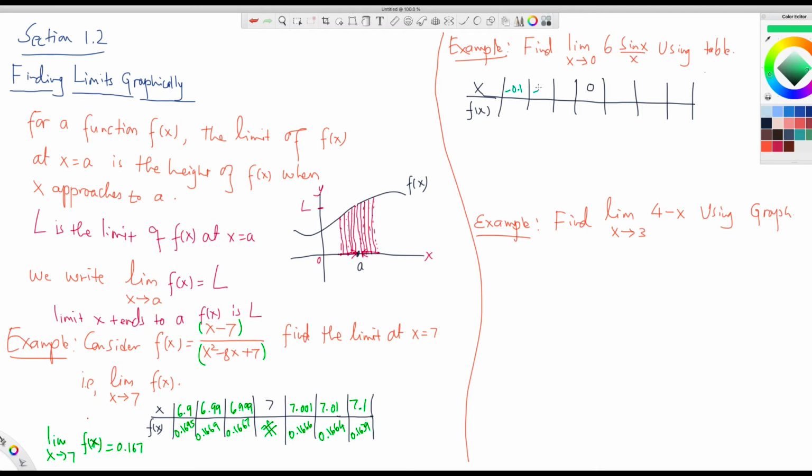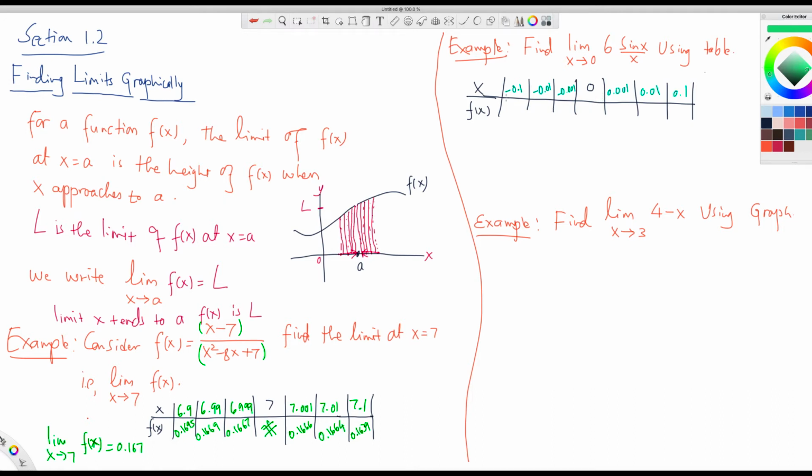negative 0.01, negative 0.001, and then similarly positive 0.001, 0.01, and then 0.1, and I want to check the height. So when I get close to 0 from either side, I will see where the height of the function approaches, and then we will decide the limit after that.